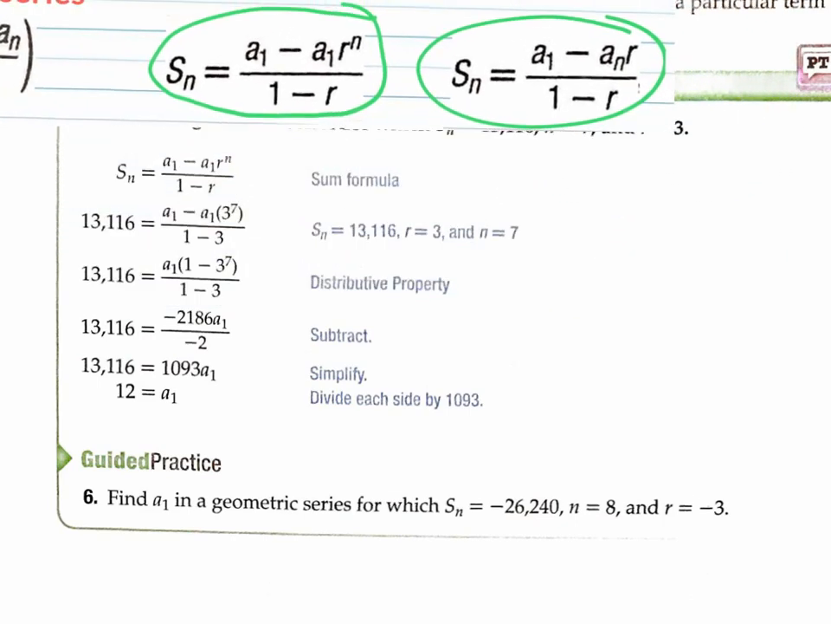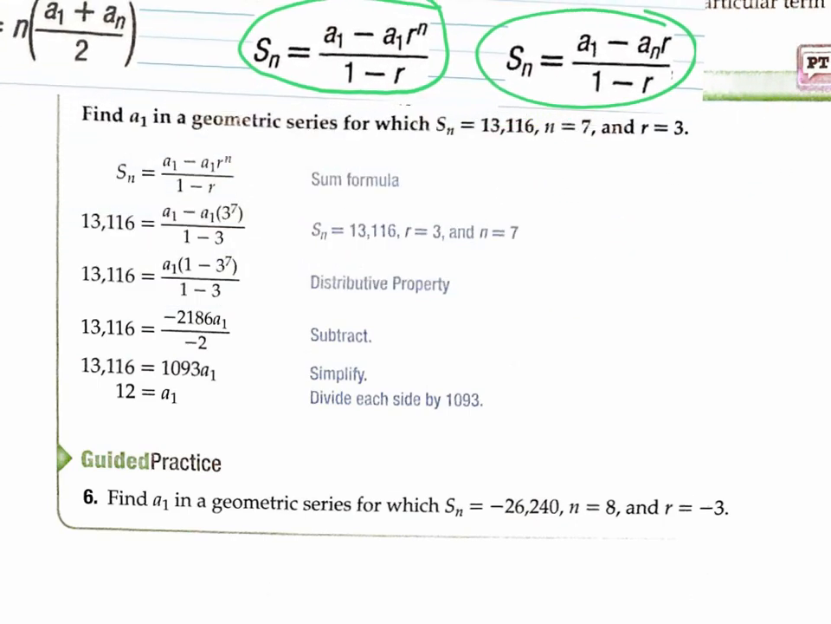So let's make these a little smaller. Let's just think about what they give us here. They give us S sub n. All right, so we could plug in right here or here, doesn't matter. They give us an n. Well, we could plug in an n up here. And they give us an r, which is 3, which is right here and right there.